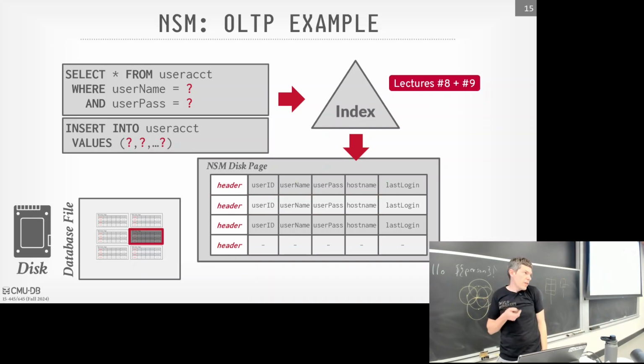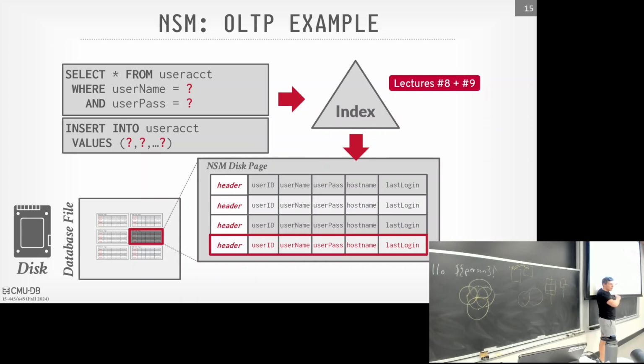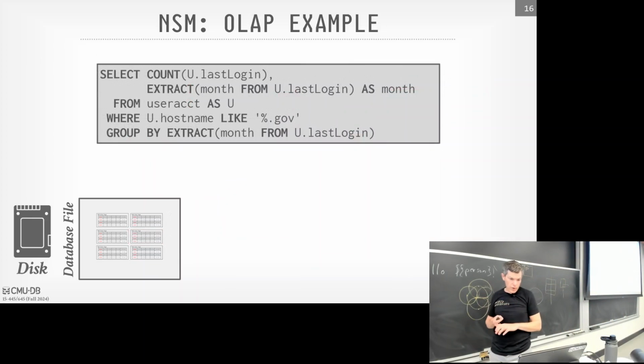If I want to do an insert, again, that's easy to do. Look at my page directory. It tells me where a page has an empty slot. And then I just jump to that offset and write all my bits out. This is easy. This is perfect for a row store.